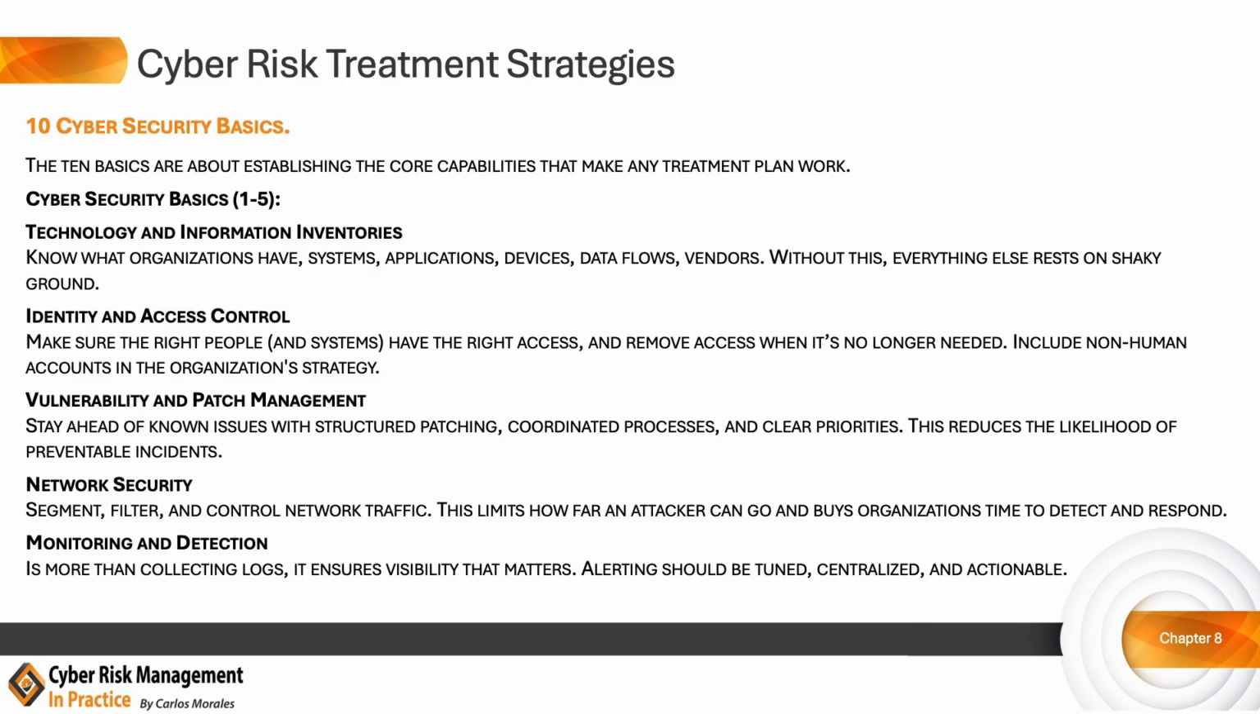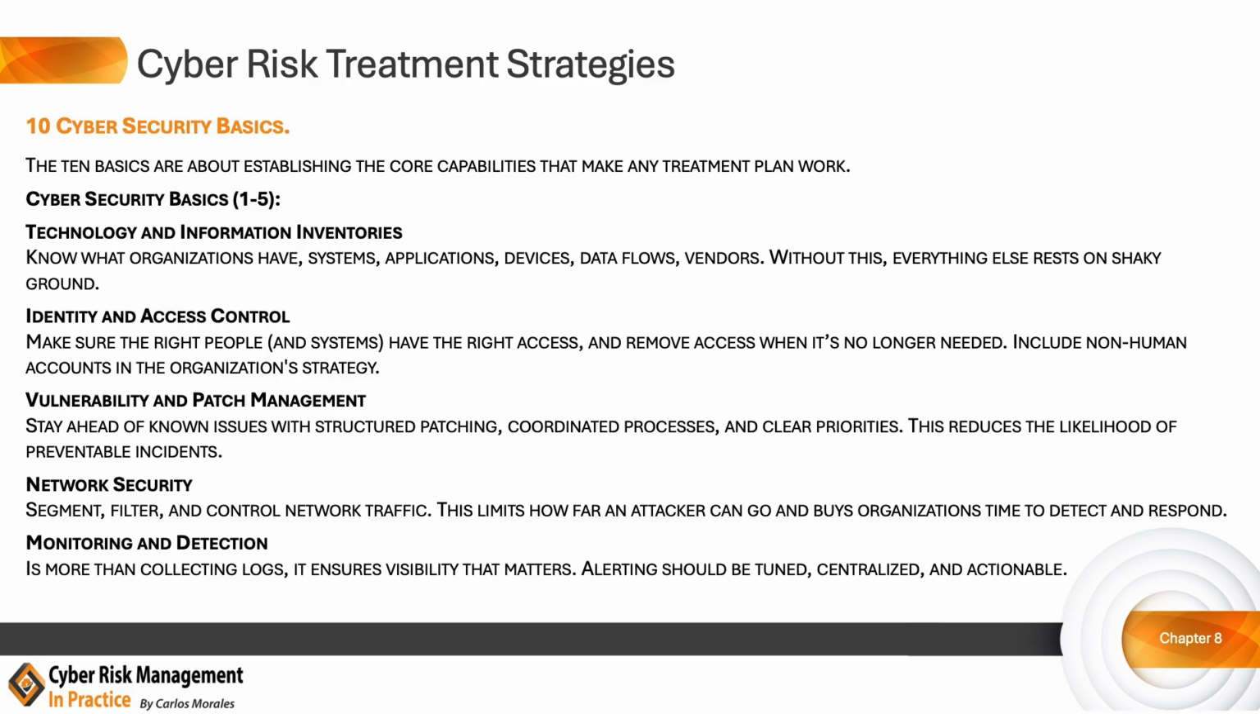2. Identity and access control. This one is about who can do what and whether that access is still appropriate. It's more than just provisioning accounts. It includes role-based access, multi-factor authentication, lifecycle management, and making sure access is revoked promptly when someone changes roles or leaves. This basic also touches on non-human identities, like service accounts or automation credentials, which are often overlooked but can be just as risky.